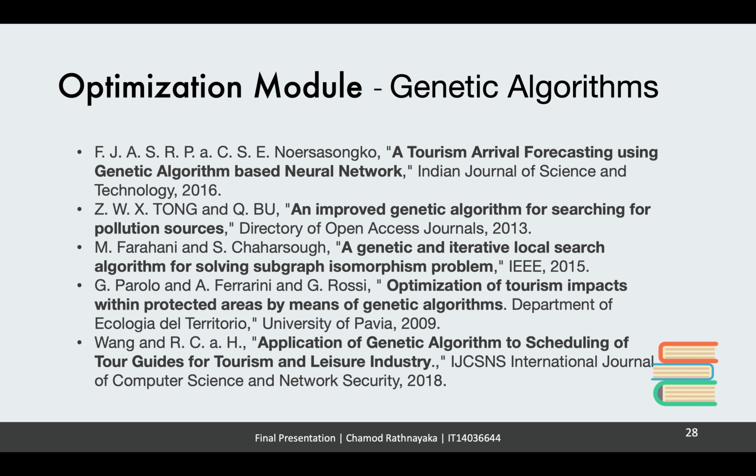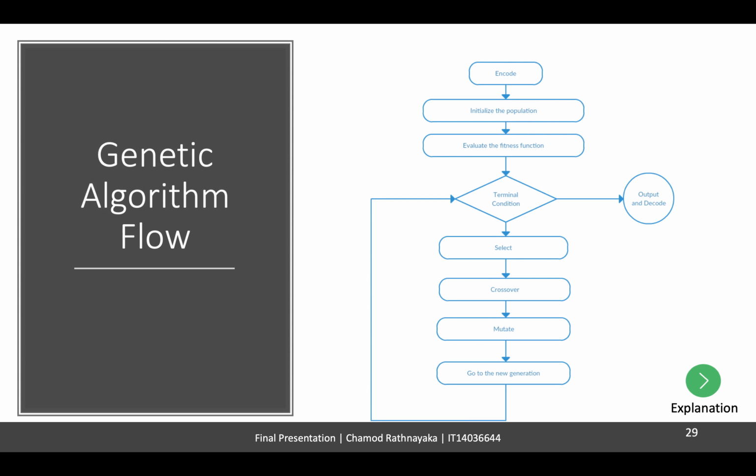These are some literature surveys we did, and some past research that has been done using the genetic algorithm. So basically this is the flow of the genetic algorithm.